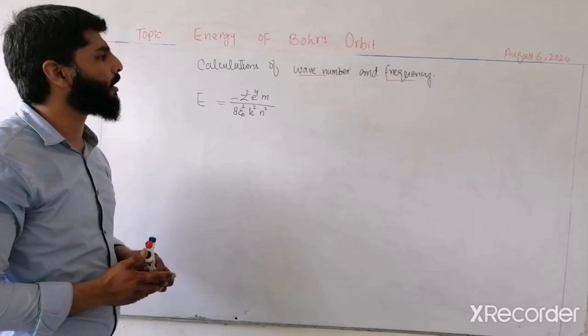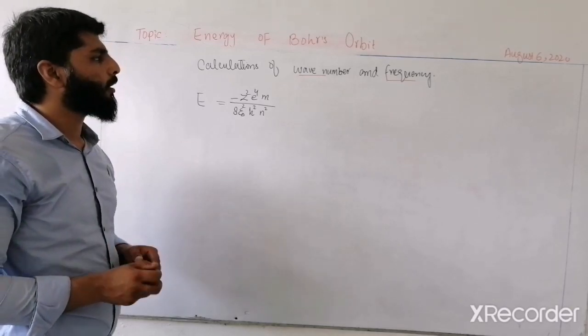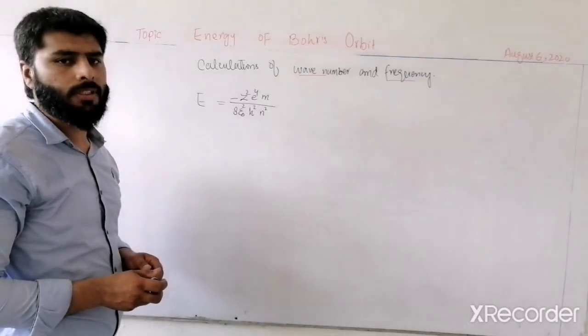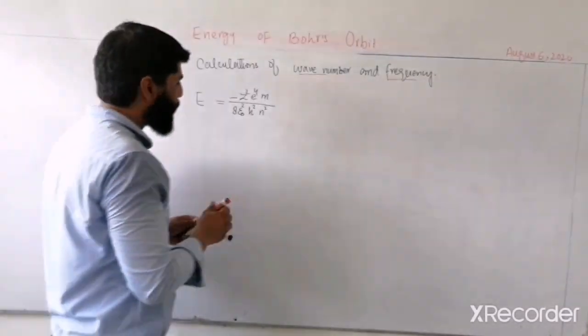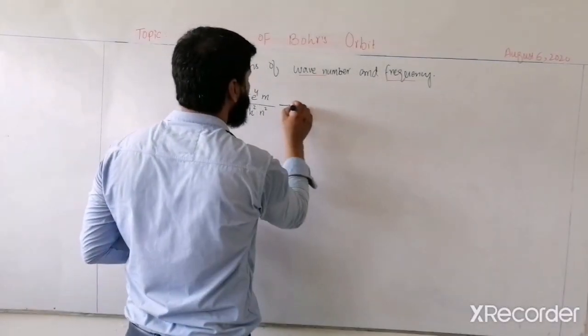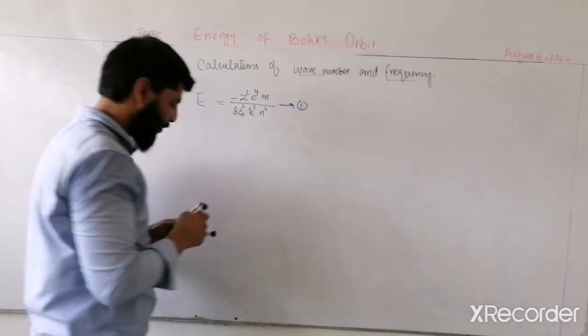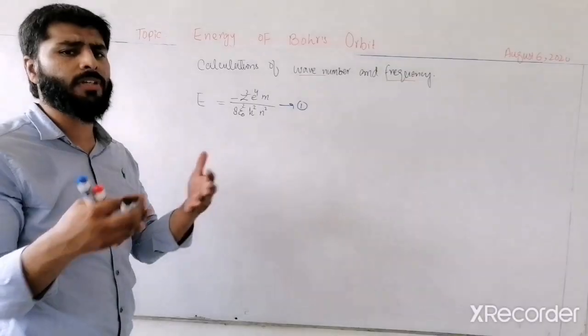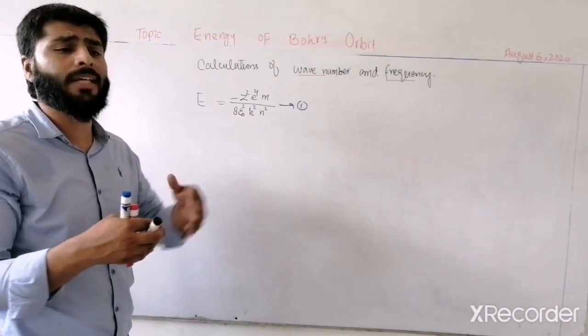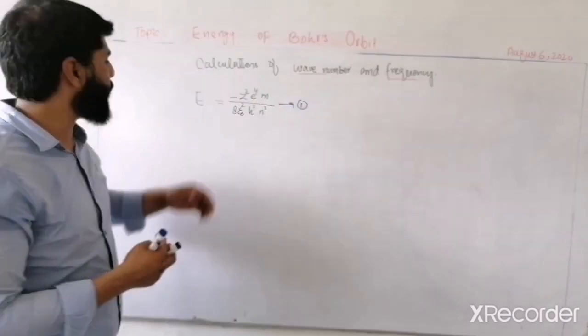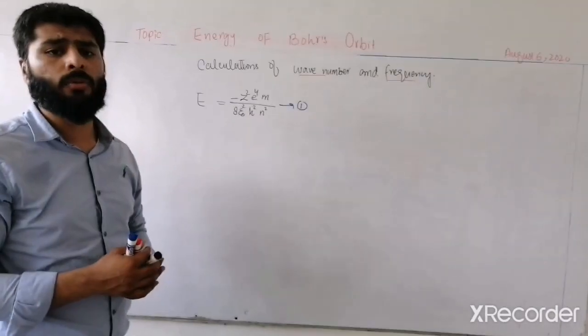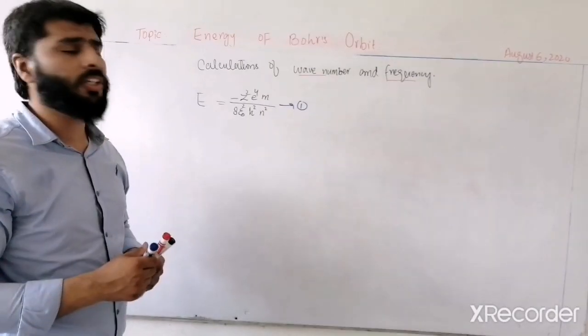Students, we are interested in calculating the wave number and frequency. Let's suppose we have this equation, which is equation number 1. Students, we can find the difference between two orbits. We can find the energy gap between two orbits, which will be E1 and E2. Let's suppose we have two different shells.